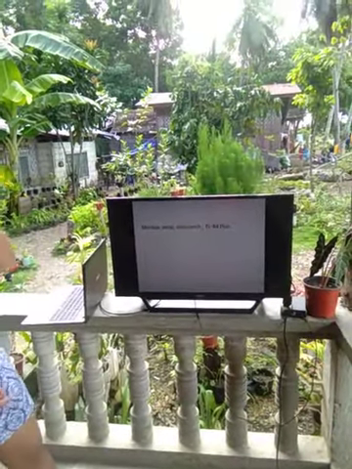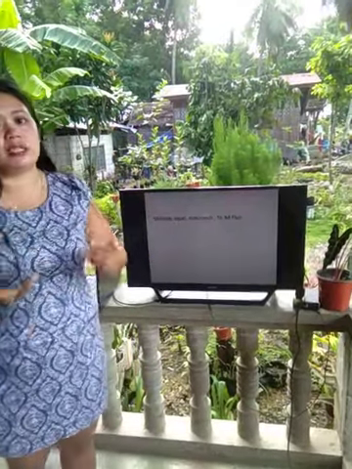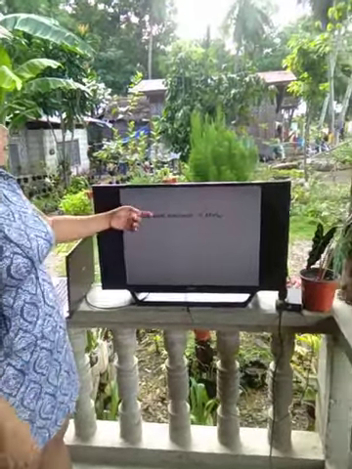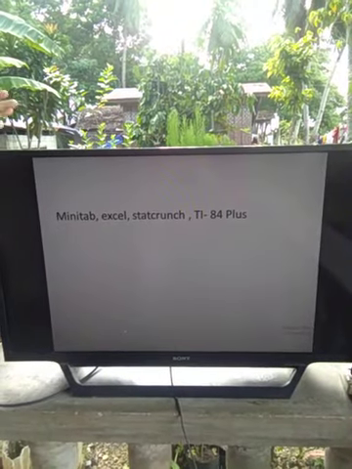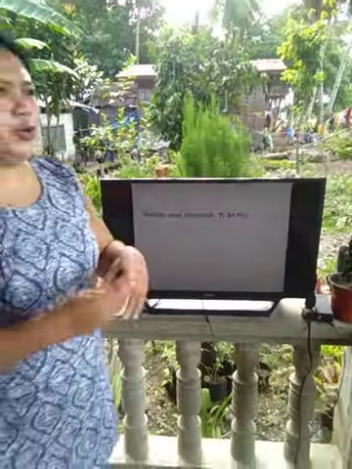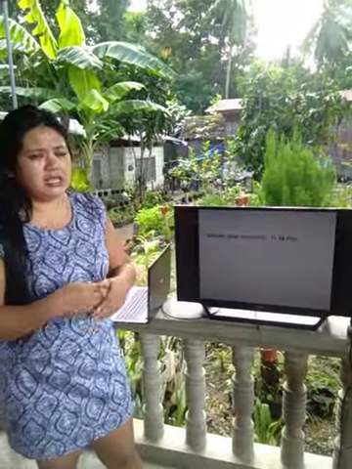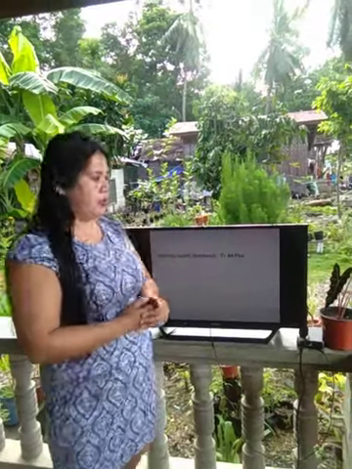Another easy way of determining the binomial distribution is by technology: Minitab, Excel, StatCrunch, TI-84 Plus. When you use this technology, it is an easy way of finding the binomial distribution.